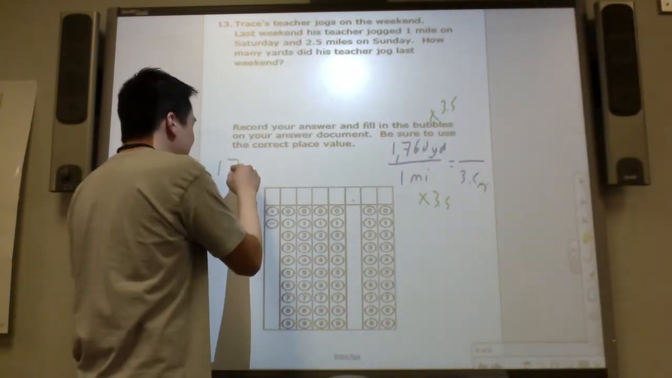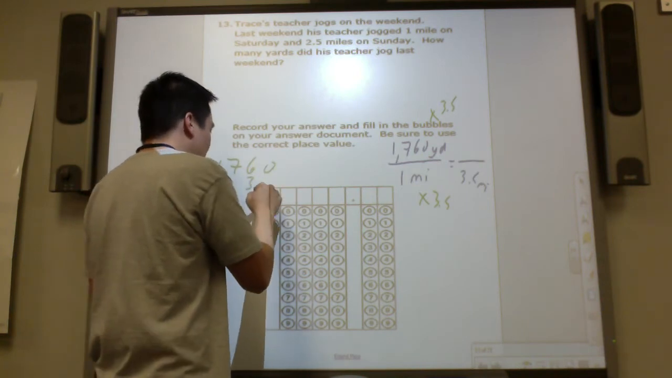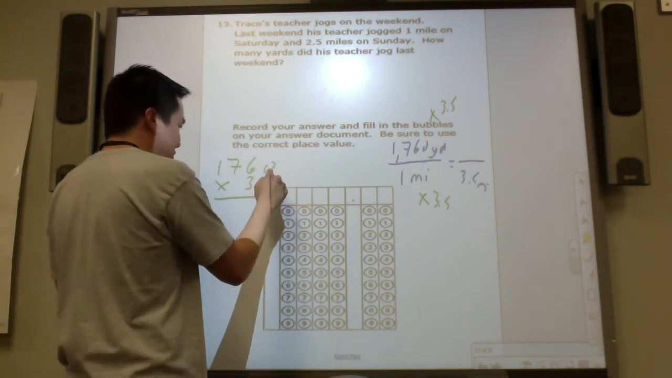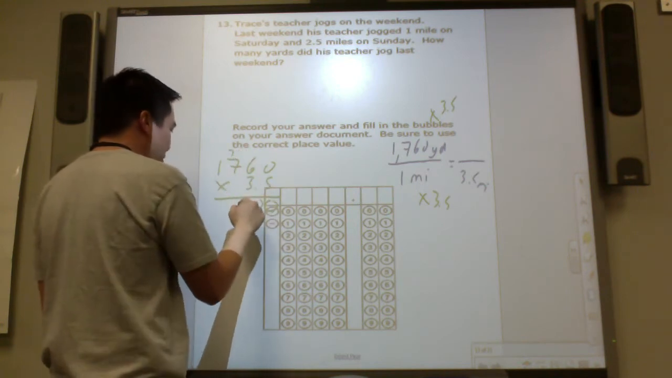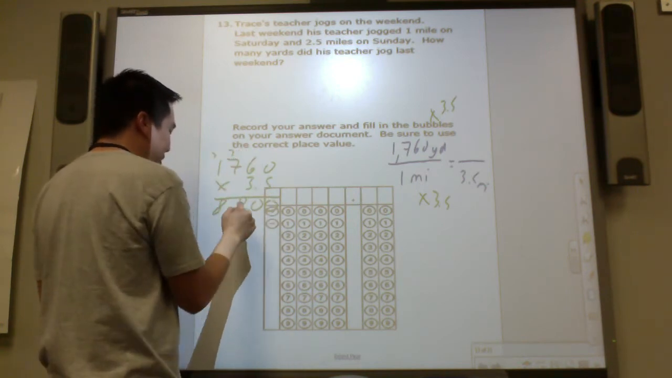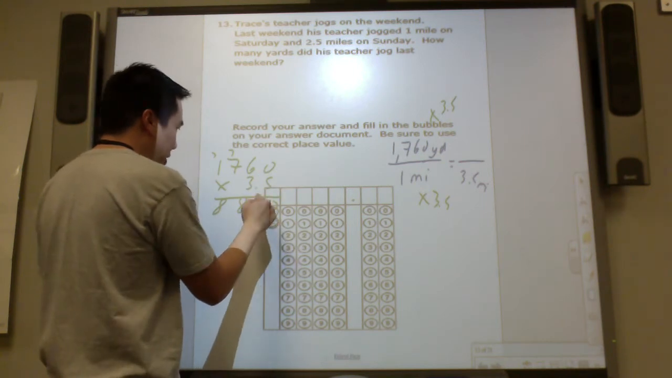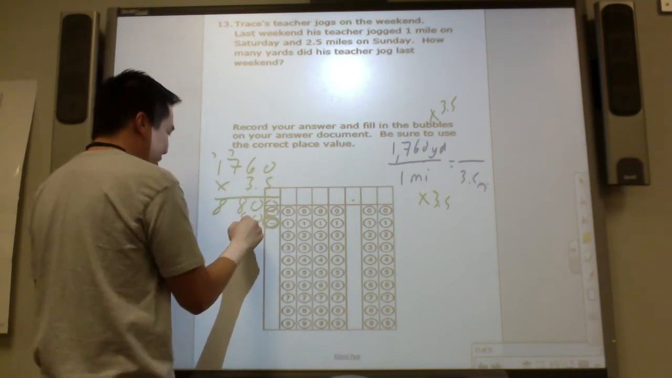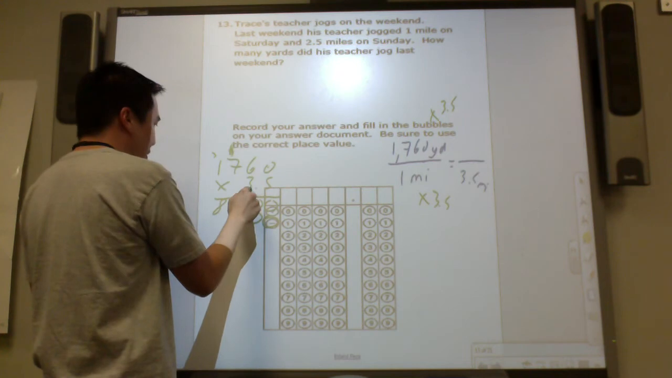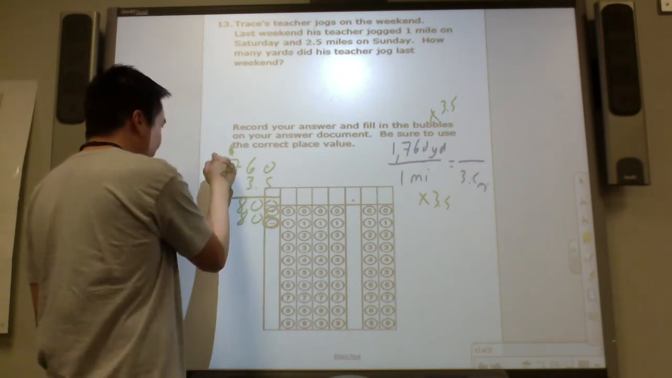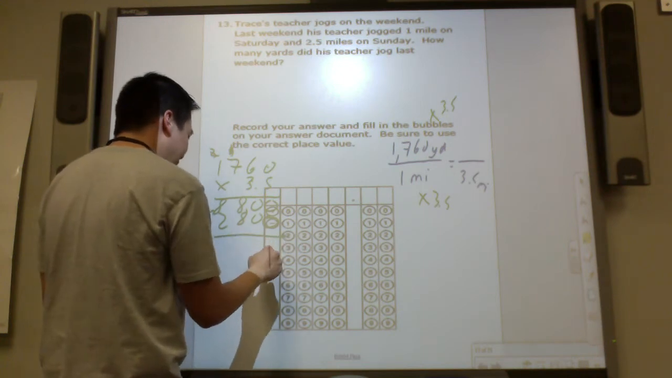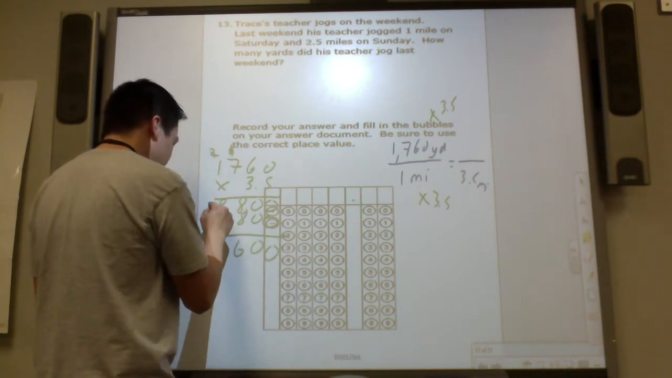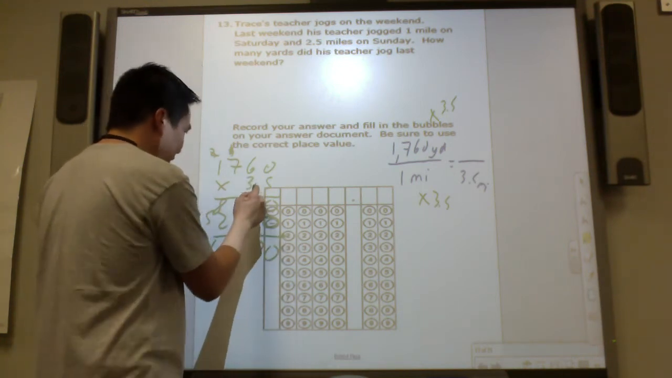So it's 1,760 times 3.5. That is 0. That's 30, carry the 3. That's 35 plus 3 is 38, carry the 3. That's 8. 0 here. That's 0. That's 18, carry the 1. That's 21 plus 1 is 22, carry the 2. That's 3 plus 2 is 5. It will add up to 6,000. Oh, don't forget the decimal point.